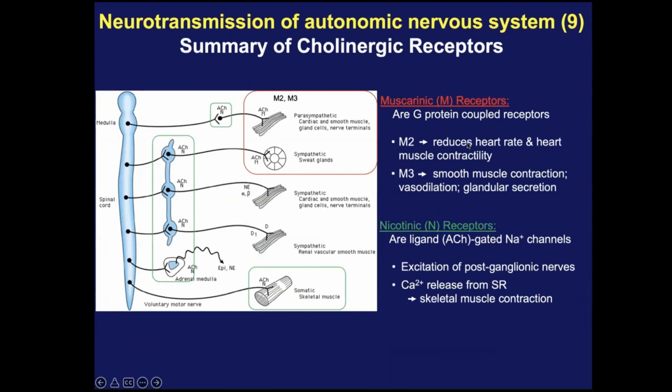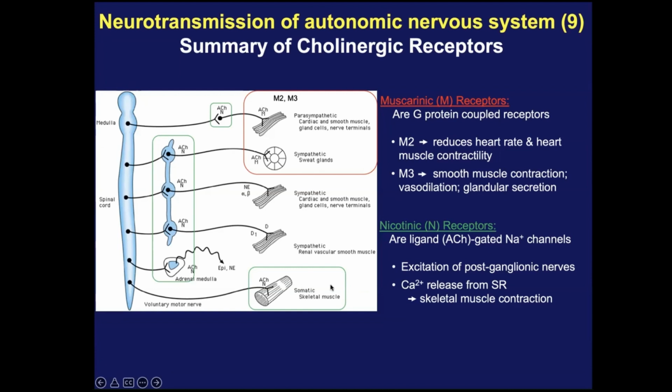So here's the summary for the cholinergic receptors. The M receptors are G protein coupled receptors. The M2 reduces the heart rate and reduces the heart muscle contractility. And the M3 receptors stimulate the smooth muscle contraction. It causes vasodilation, and it also stimulates the glandular secretion in the glands.